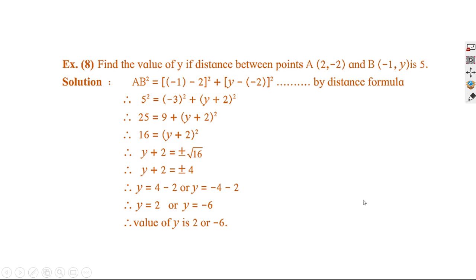Another situation is given here: find the value of y, where the distance between points A and B, which are (2, -2) and (-1, y), is 5. Here interestingly the distance is given, and only y is not given. Again, by putting it in the formula you will get y is equal to 2 or -6. So this is also a simple application of the distance formula in a different situation.